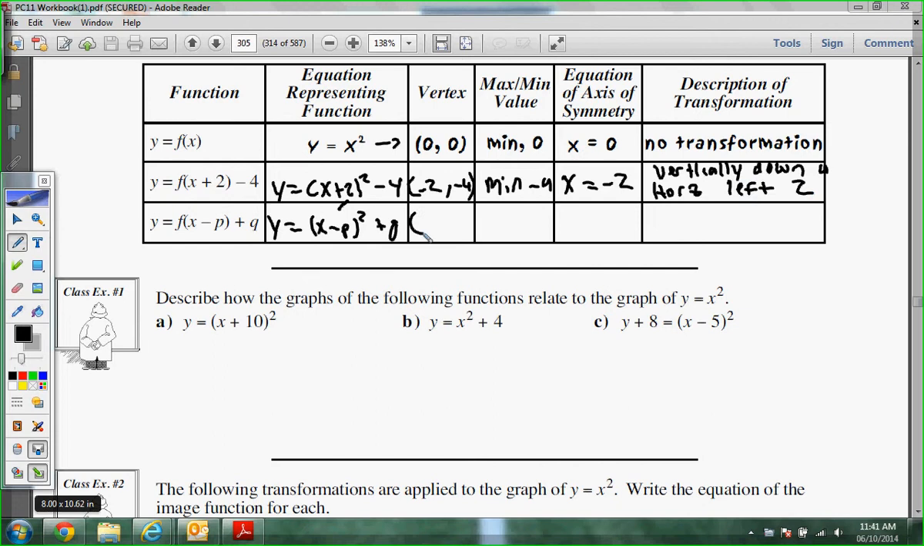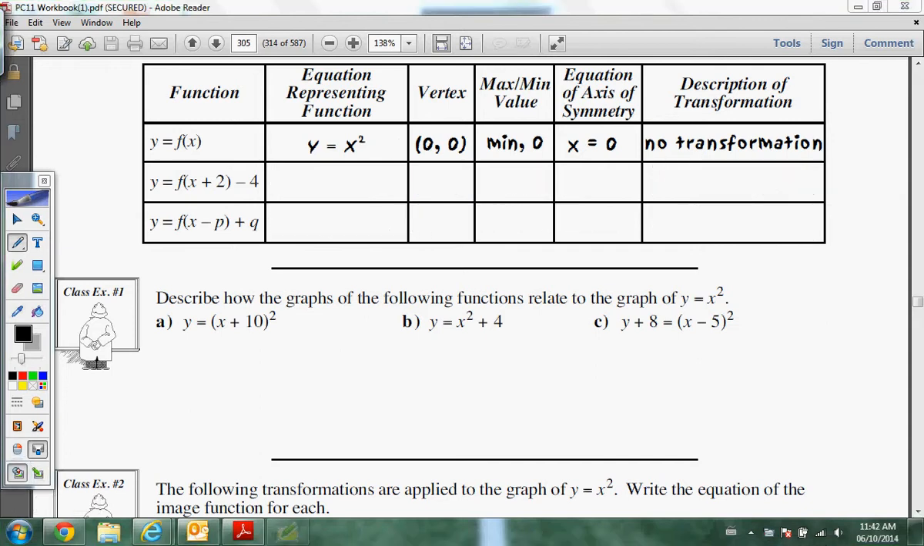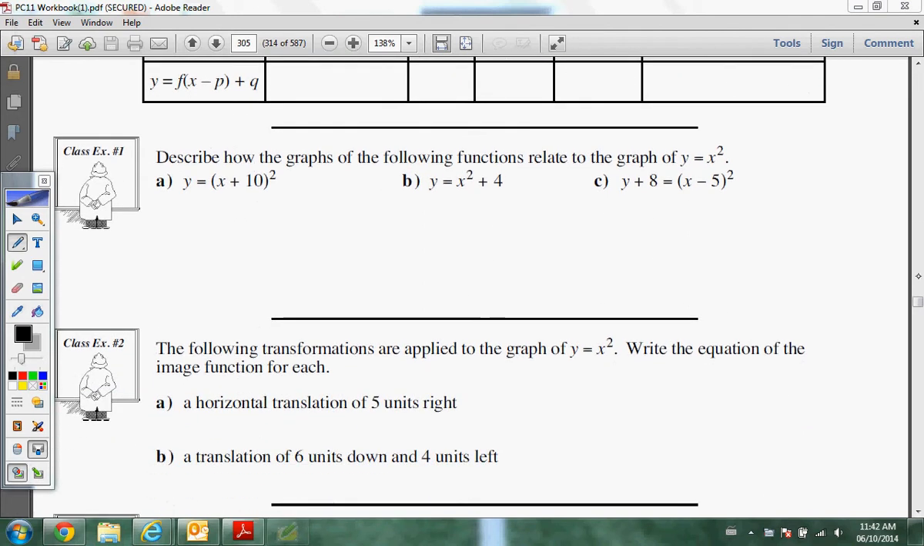Again, this one would be opposite of P. The min is at Q, and x would be P. It's the same thing vertically, Q, and horizontally opposite P. All right, we're going to do a couple quick examples here, just going through the movements. So let's do these, and then we'll be done.